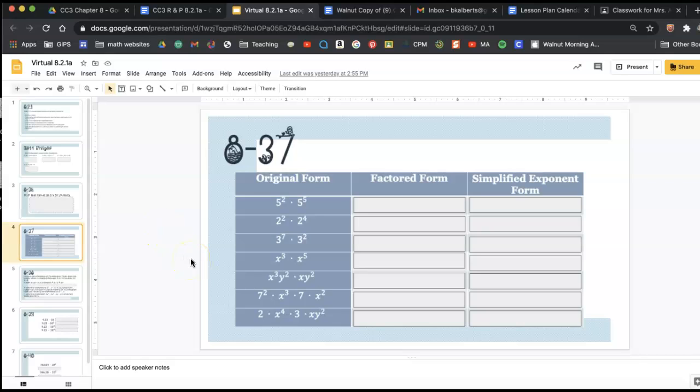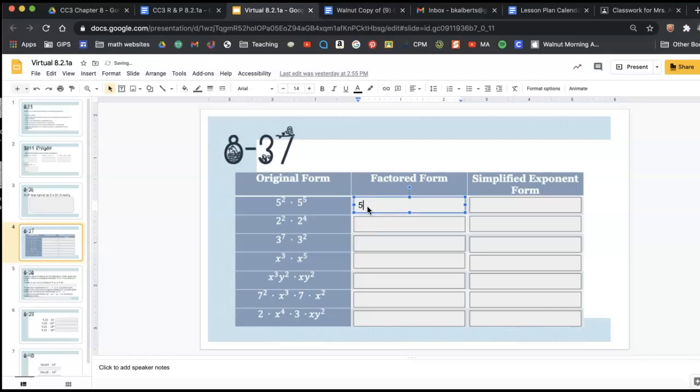Then this is the meat of our lesson today. So you can always refer to your CPM book if you want more information about what's going on here. I don't always type in all the words because honestly, CPM has a lot of words. So in this exercise, you're going to look at the original expression. You're going to factor it out or expand it. So 5 squared, well, that means it's 5 times 5. So you're just going to type in this box 5 times 5 for that one.